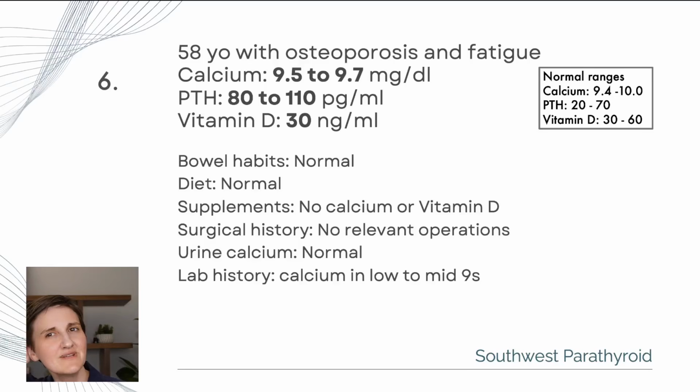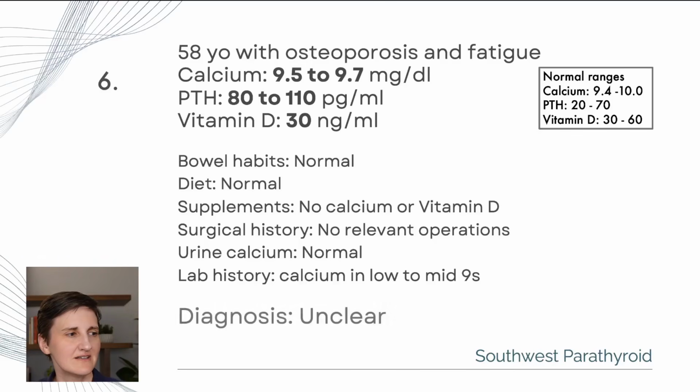But the calcium level is normal. PTH level is just a little bit elevated. Vitamin D is 30. This is unclear, especially with the lab history, calcium in the low to mid 9s. I can't say yet whether this is primary or secondary. I would want to get more information.